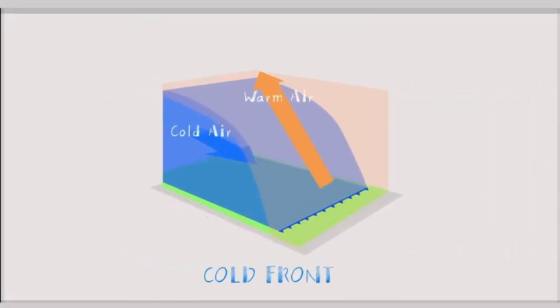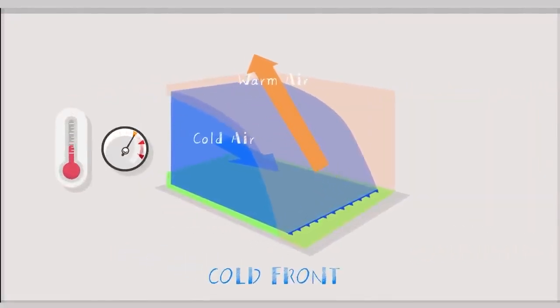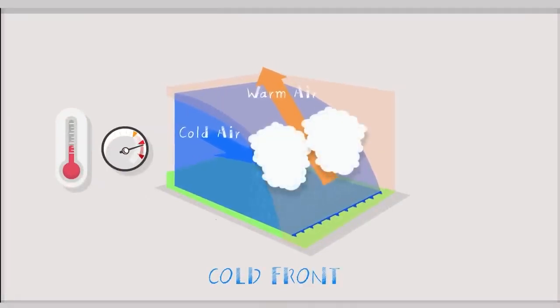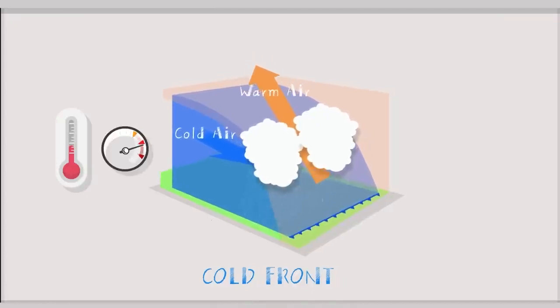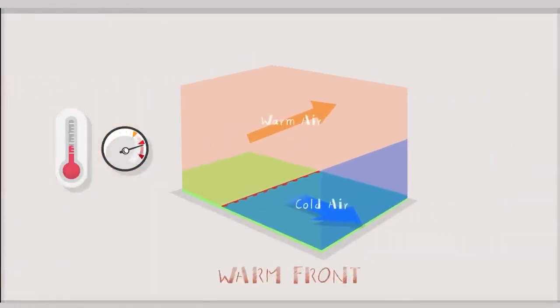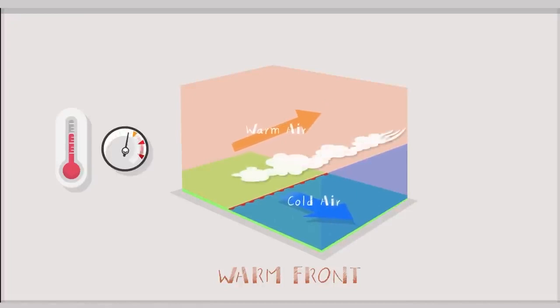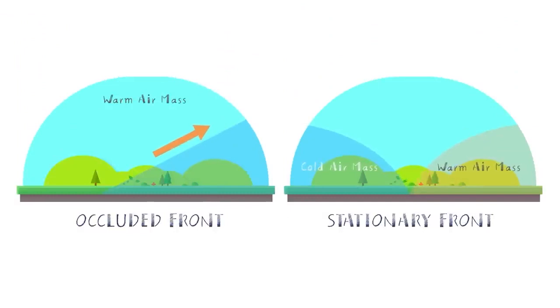When a cold front passes over land, air temperatures drop, air pressure rises. Behind a cold front, cumulus clouds form, resulting in showers concentrated over a small area. When a warm front passes over land, air temperatures rise, the air pressure drops, and stratus clouds form, with light sprinkles of rain over a broad area. There are also occluded fronts and stationary fronts.